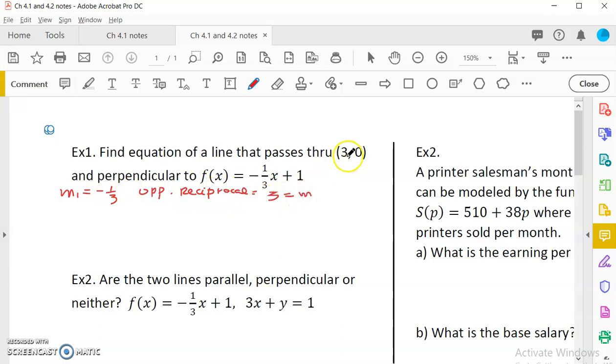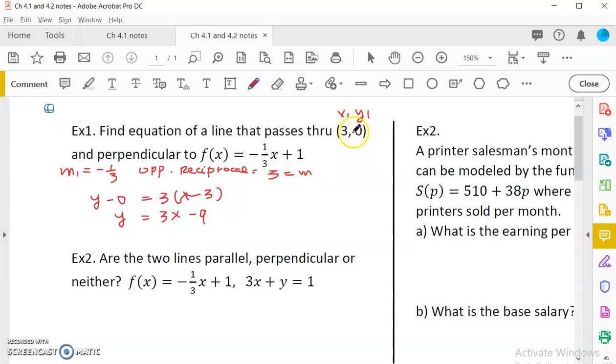So slope is 3, point is x1, y1. Okay, so I would write the equation y minus y1 equals m, which is 3, times x minus x1. So the equation will be y minus 0 equals 3(x minus 3), so y equals 3x minus 9. So this line would be perpendicular to the first line that is given, and at the same time passes through (3, 0).